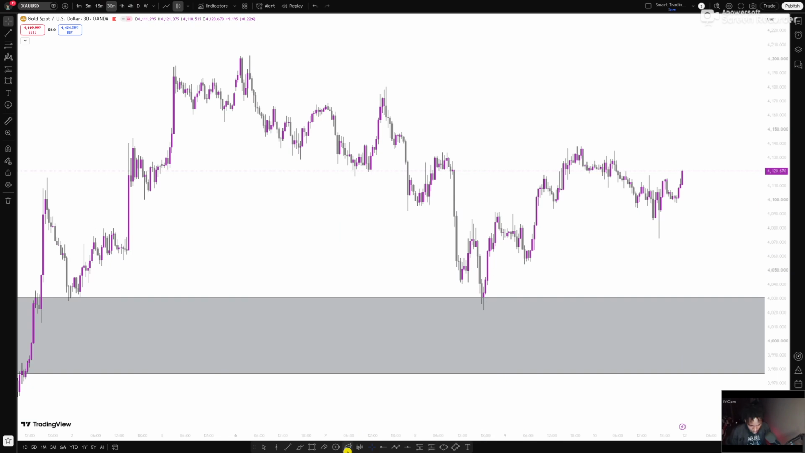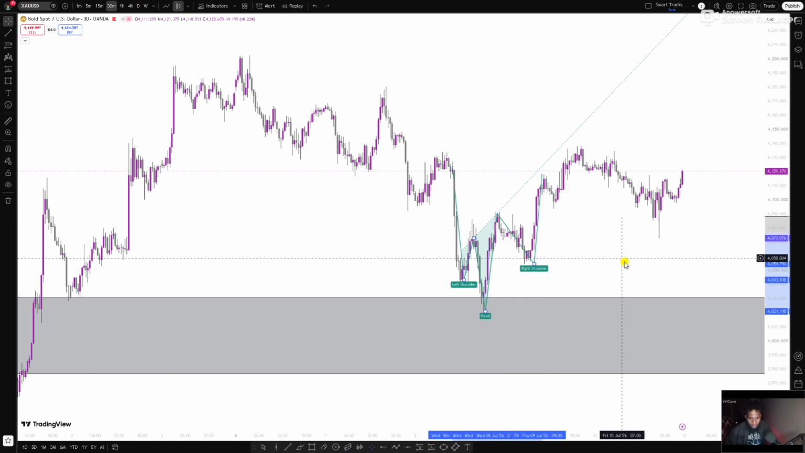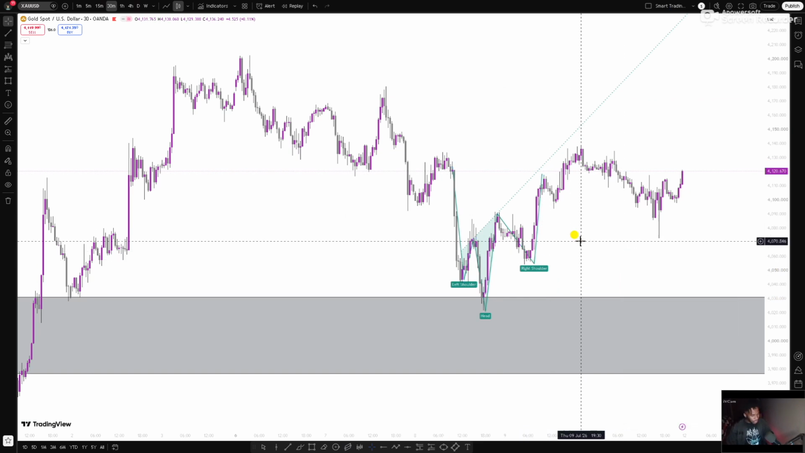Let me show you. This is how gold behaves, guys. So from here to here, we have a left shoulder, right? Head, right shoulder, completing the pattern to over here, right? Which is the same thing that we're seeing on 4 hour.